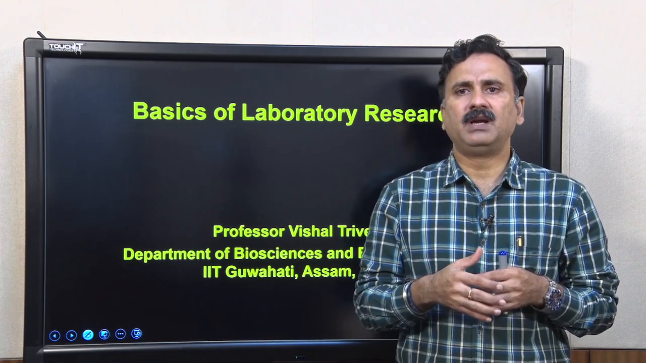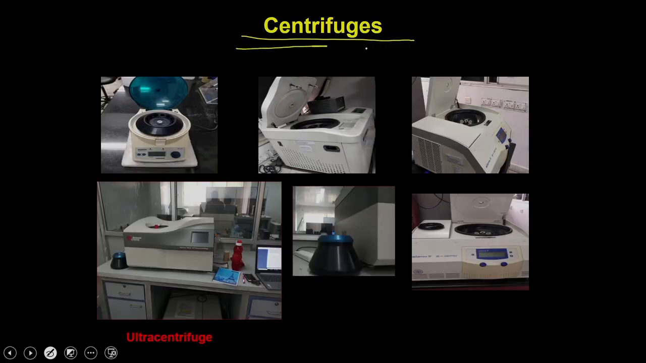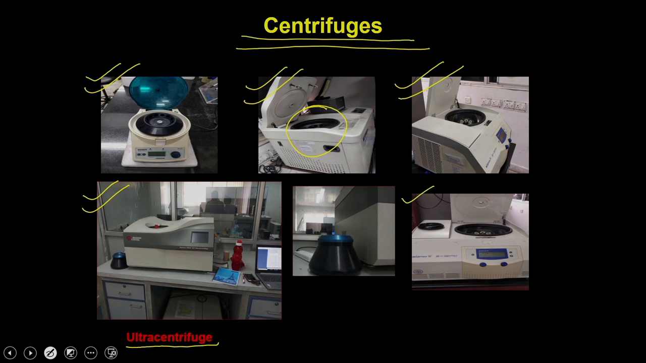Now in today's lecture, we are going to discuss the different types of centrifuges. When you go into the lab, you are going to observe different types of centrifuges, like the microfuge, the centrifuge which takes larger volumes, the high speed centrifuge, and the ultracentrifuge, which can go up to 1 lakh G speed, or you can have the cold centrifuge or the cell culture centrifuge.